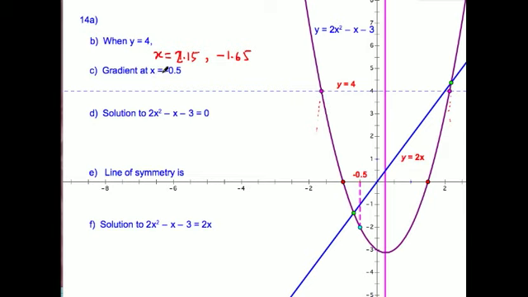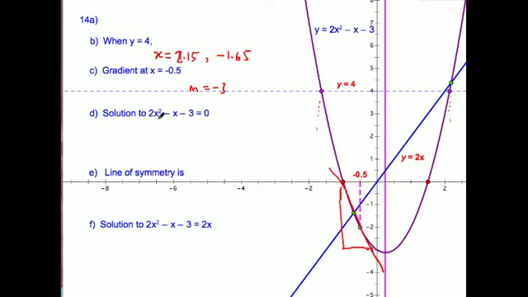Next, we need the gradient at negative 0.5. To do that, we need to locate the point on the curve where x is negative 0.5, and then we need to draw a straight line passing through this point. Using the straight line, we need to draw a triangle to obtain the gradient. The gradient in this case is negative 3.